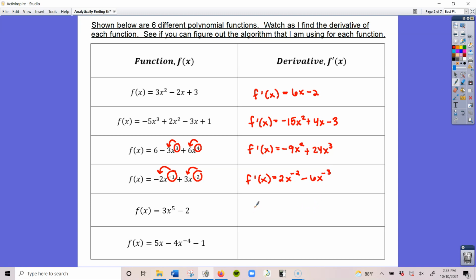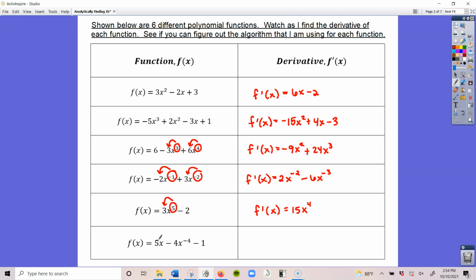For the next one, we have f of x is equal to 3x to the fifth minus 2. The derivative of 3x to the fifth, we take the 5, multiply it with the 3, so 15, x, and subtract 1 from the exponent, which is 4. Minus the derivative of any number is 0. So this would be the derivative.